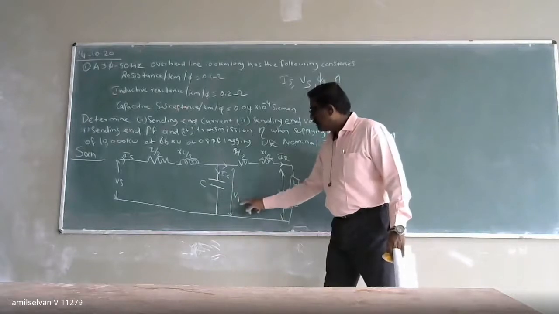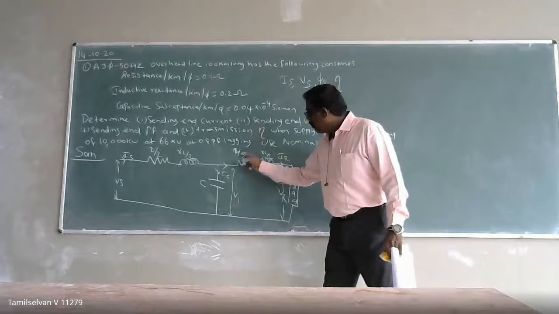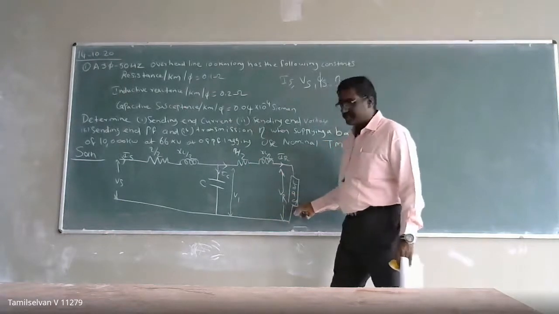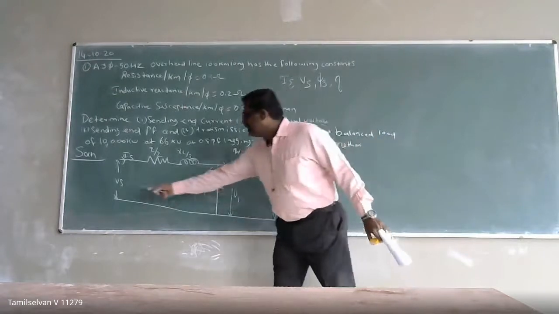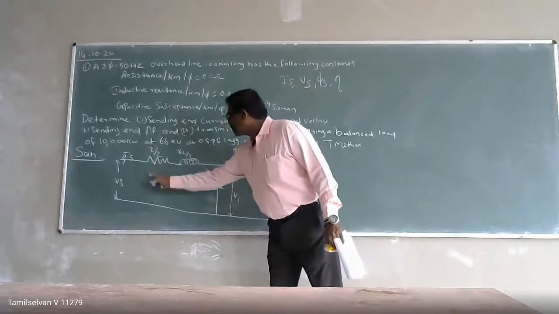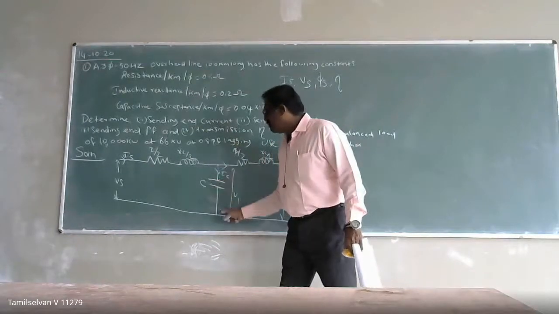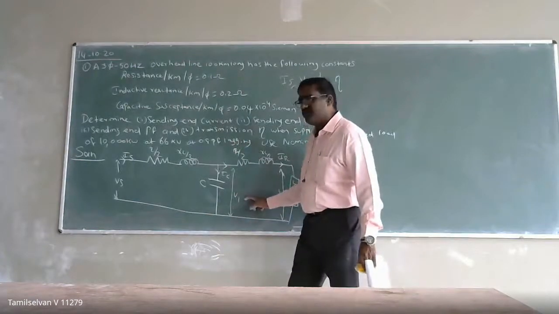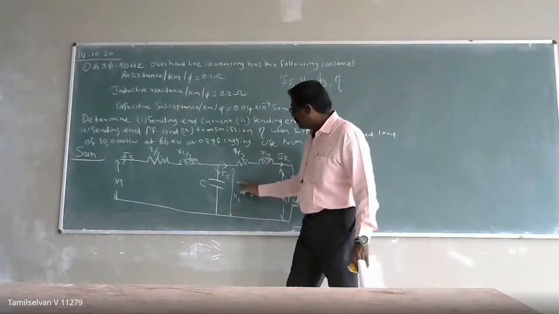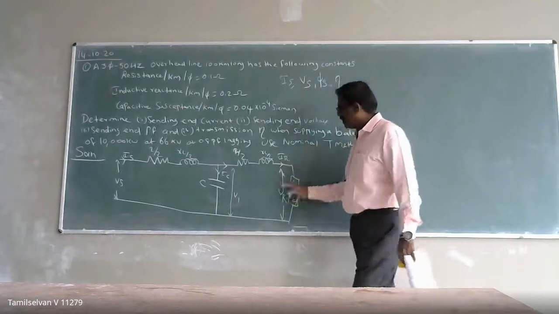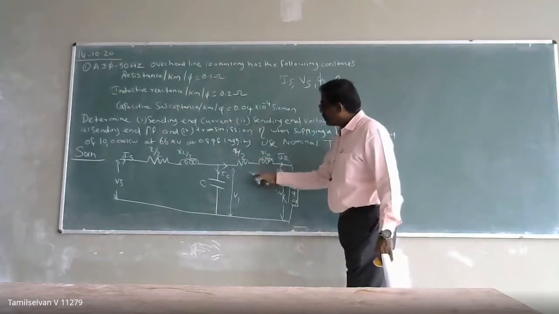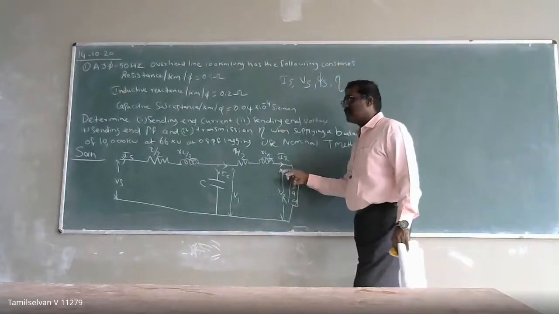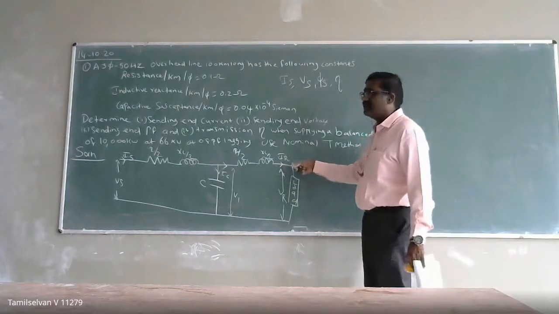Where the capacitor current is due to the V1 voltage. How can I get the V1 voltage? It is the drop across this impedance plus the receiving end voltage. So if I want to calculate Vs, Vs is equal to the drop across this impedance part plus V1. For finding out the V1 value, I have to calculate the voltage drop across this impedance section, which means I have to calculate the receiving end current.